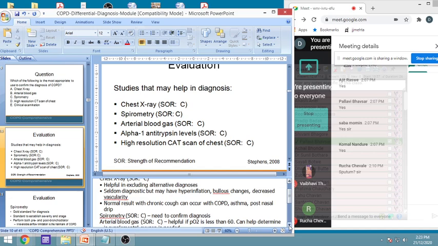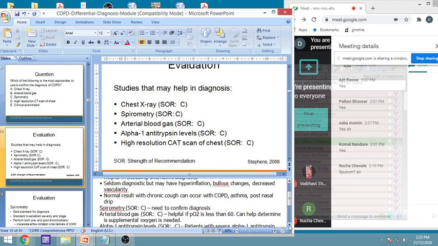Then spirometry we are doing, we need to confirm the diagnosis, whether it is COPD or asthma. I have told you the FEV1 by FVC ratio helps. These arterial blood gases are helpful if the PO2 is less than 60. It can help to determine whether we need to supply oxygen.